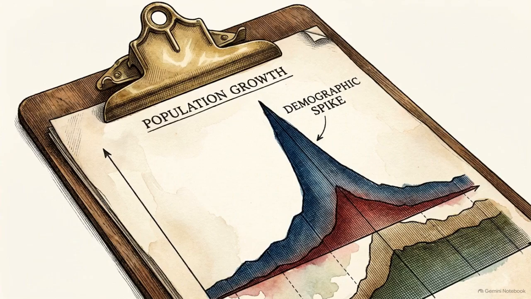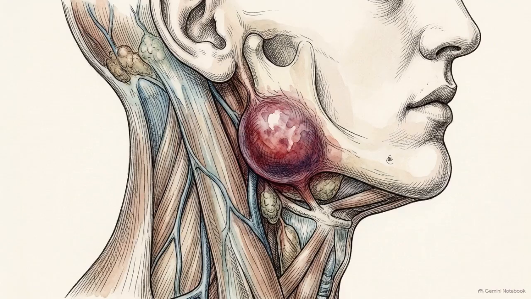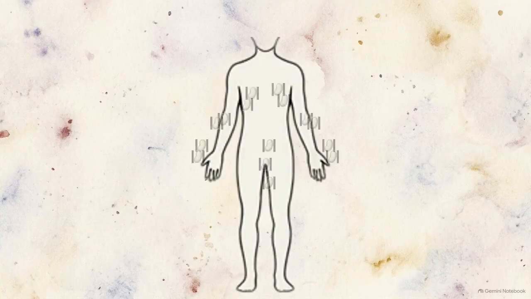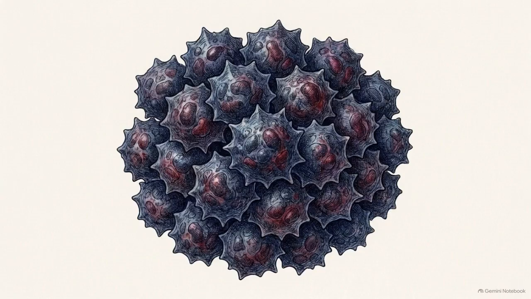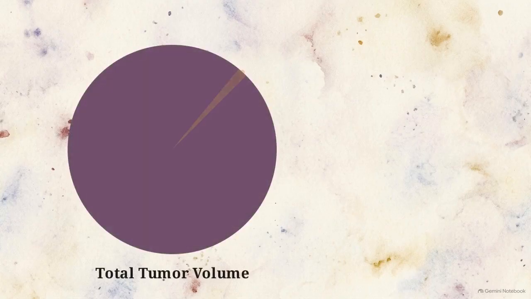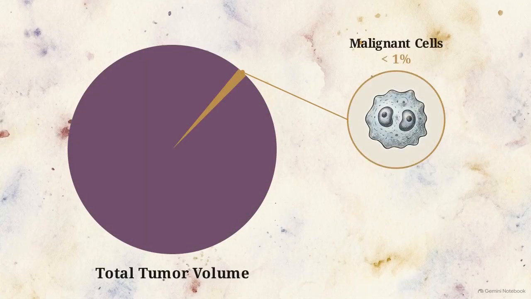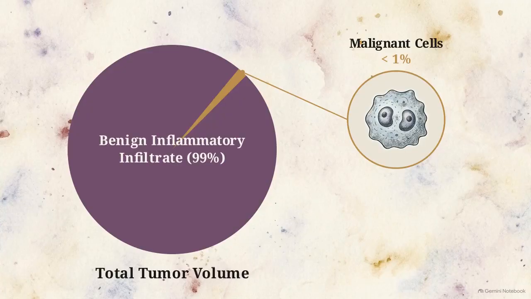in this age group. Clinically, the disease presents as the progressive, unicentric enlargement of lymph nodes. It arises in a single focal area and follows a highly predictable, contiguous pattern of spread to adjacent lymphatic regions. But the physical bulk of these expanding nodes conceals a biological paradox. In most solid tumors, the mass is entirely composed of rapidly dividing cells. In Hodgkin lymphoma, the actual malignant cells constitute less than 1% of the total tumor volume.